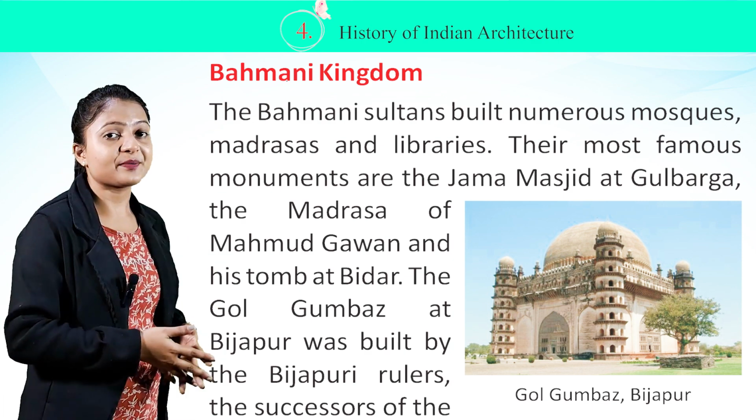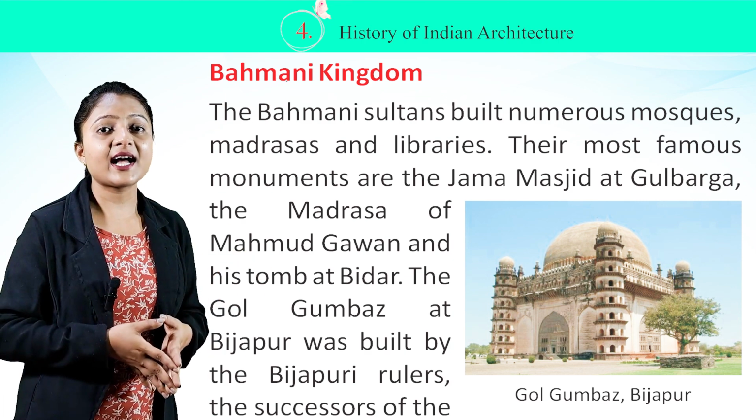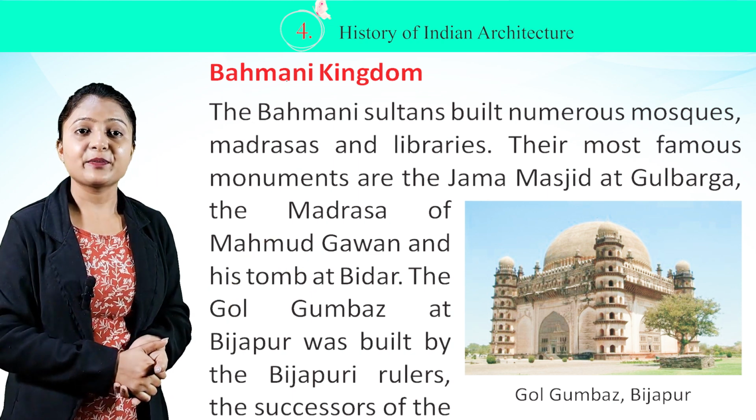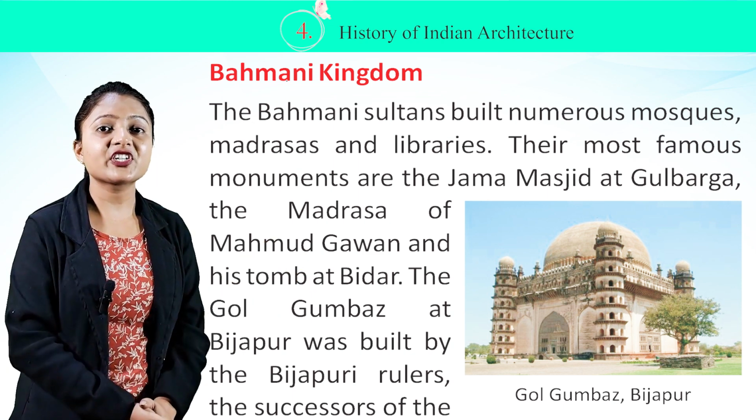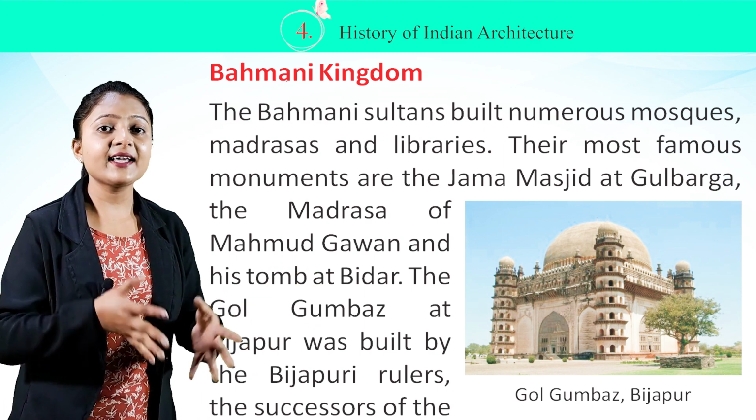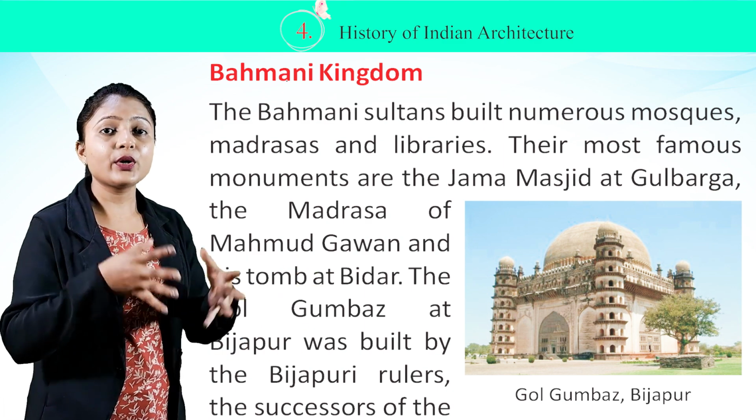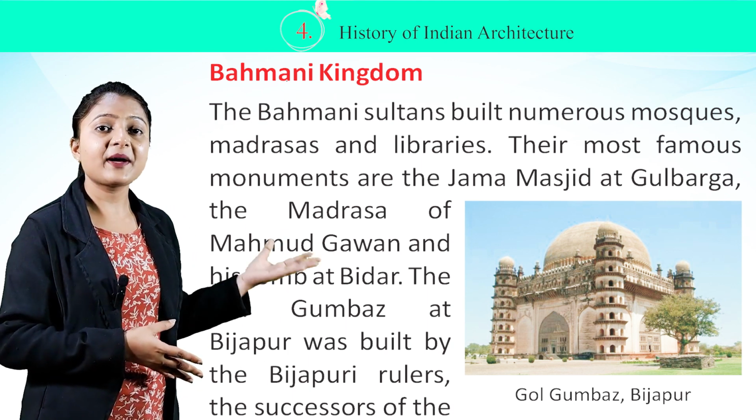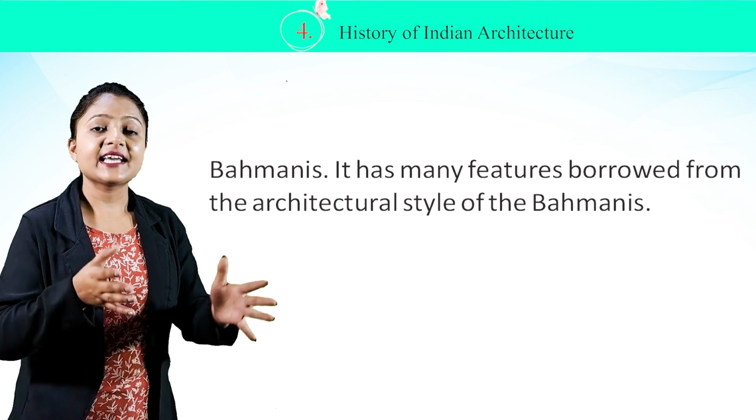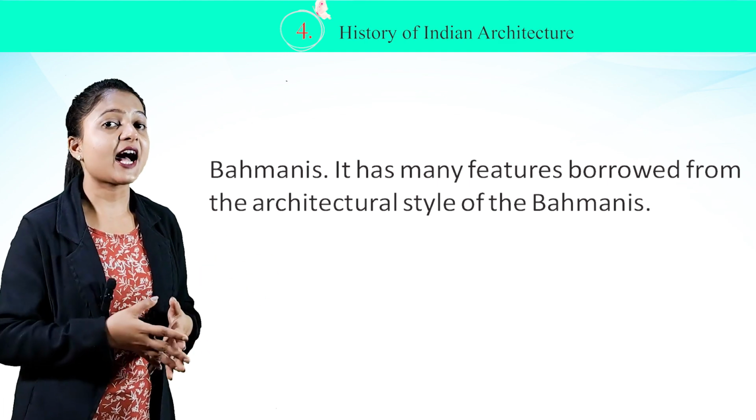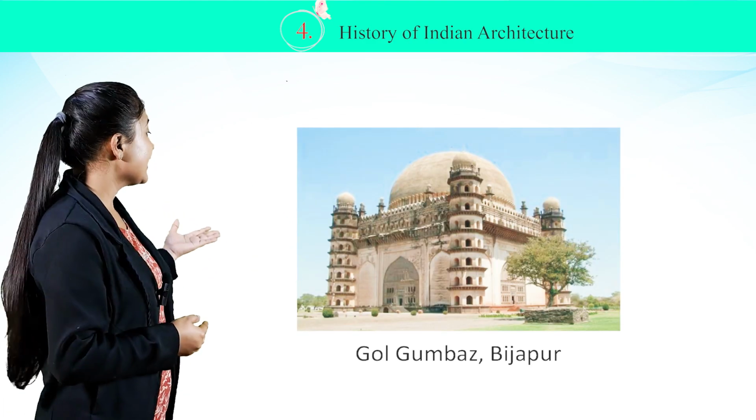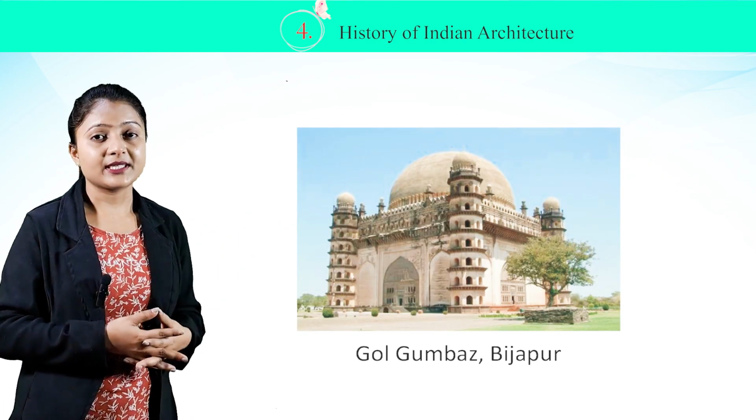Bahmani Kingdom. The Bahmani Sultans built numerous mosques, madrasas and libraries. Their most famous monuments are the Jama Masjid at Gulbarga, the Madrasa of Mahmud Gawan and his tomb at Bidar. The Gol Gumbaz at Bijapur was built by the Bijapuri rulers, the successors of the Bahmanis. It has many features borrowed from the architectural style of the Bahmanis. This is the picture of Gol Gumbaz, Bijapur.